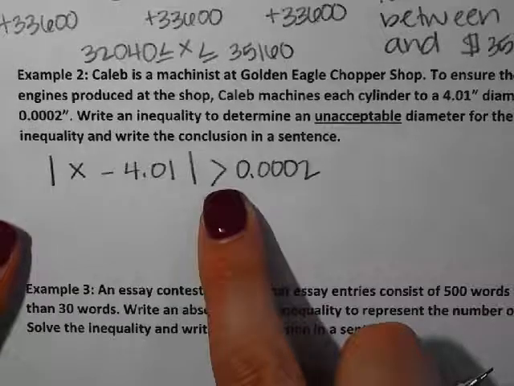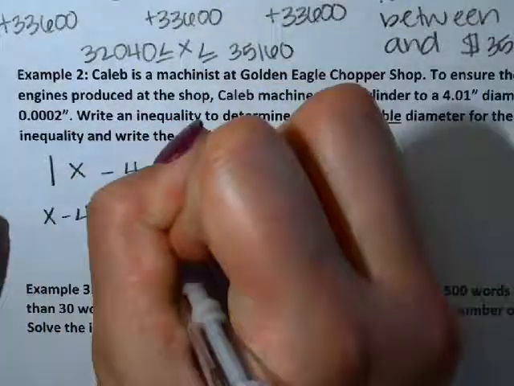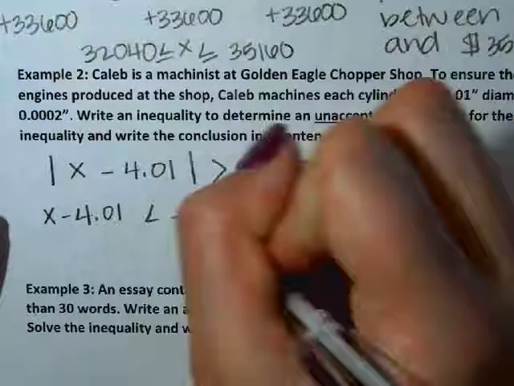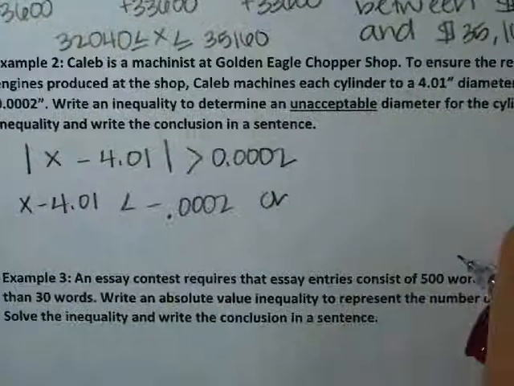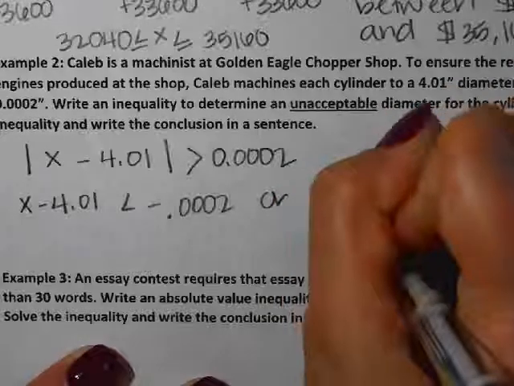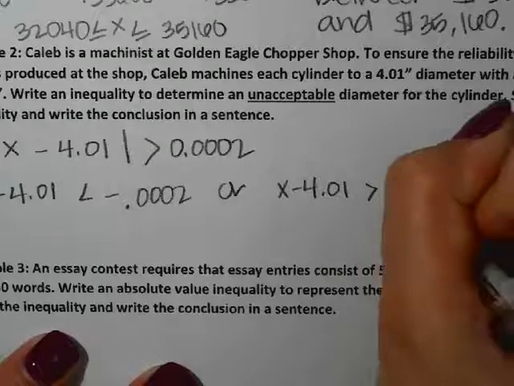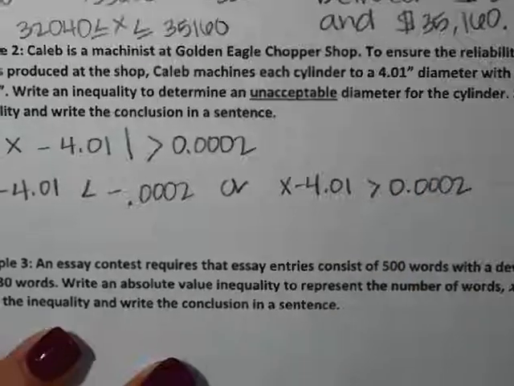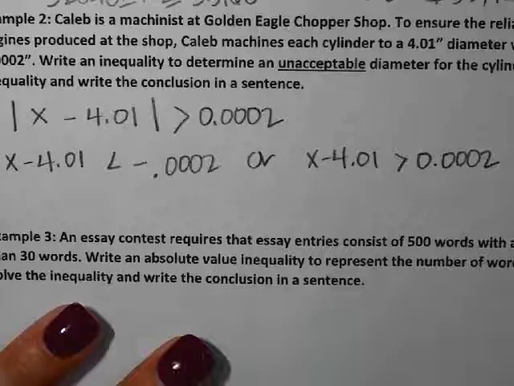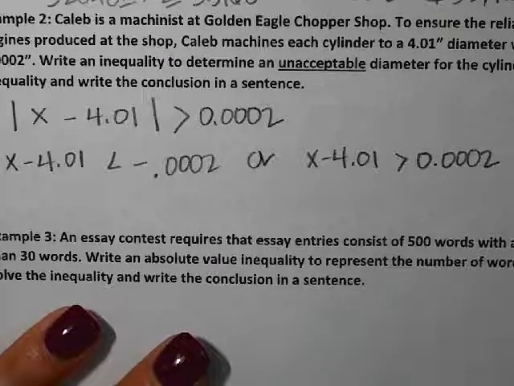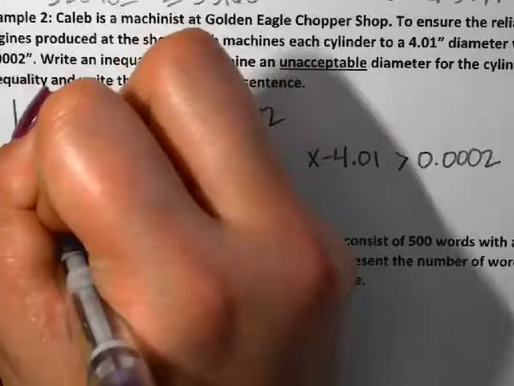Yeah, greater. So we're going to say x minus 4.01 is less than negative 0.0002, or x minus 4.01 is greater than positive 0.0002. Okay, and then what do we do? Yeah, so I'll add the 4.01.